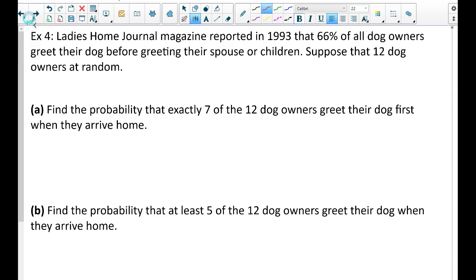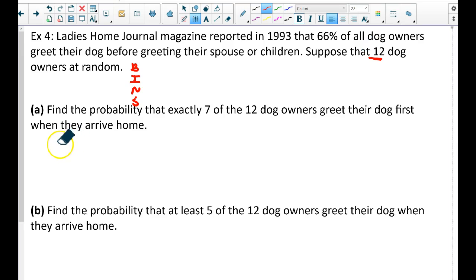Ladies' Home Journal magazine reported in 1993 that 66% of all dog owners greet their dog before greeting their spouse or children. Suppose that 12 dog owners are chosen at random. So this is a classic case of a binomial distribution. We have been satisfied. Either the dog owner is going to greet them or they're not. Each dog owner is independent. We have a fixed number of trials. We have 12. And we are giving the same chance for each.